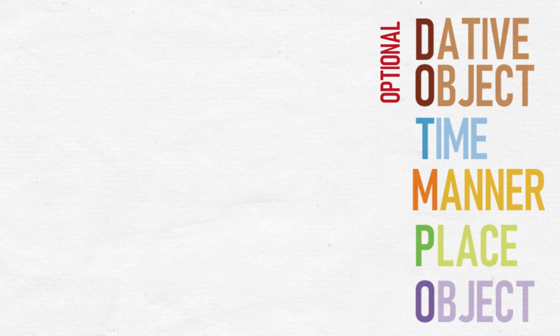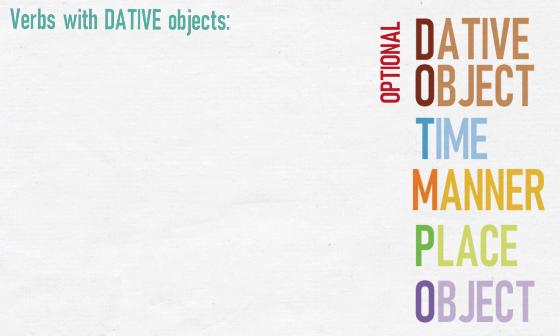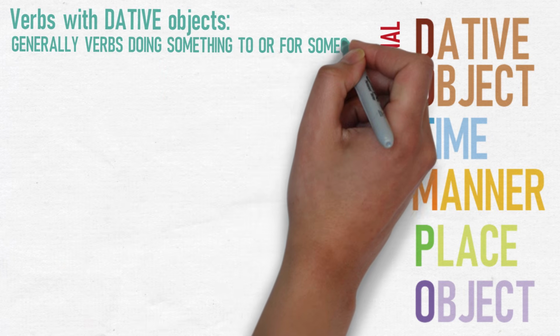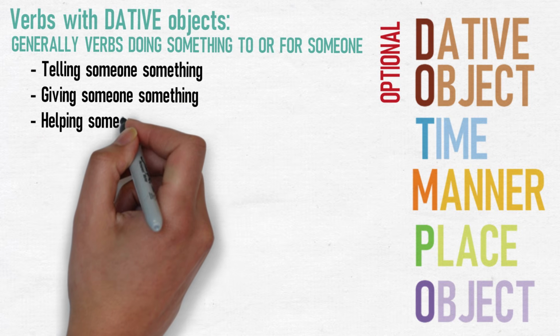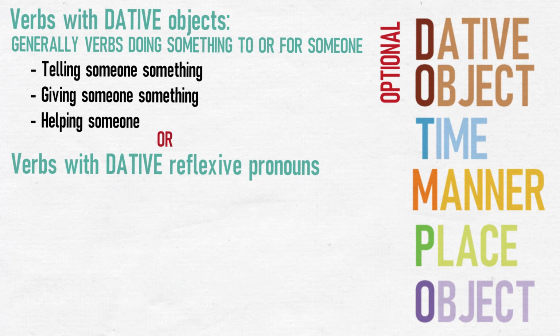If you've managed to catch up on my dative case video, you'll know that there are occasionally dative objects that are used with verbs. These are either with verbs which always govern the dative case, generally verbs which involve doing something to or for someone, such as telling them something, giving them something, helping them, etc. Or verbs which have a dative reflexive pronoun. If you aren't sure what I mean by a dative reflexive pronoun, it's a good idea to recap my reflexive verbs video, which you'll find a link for in the description.